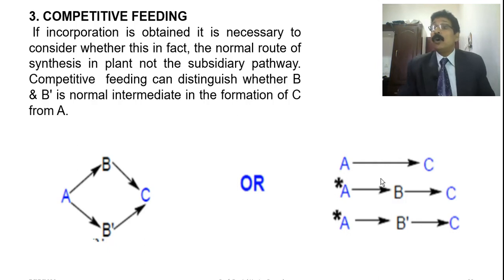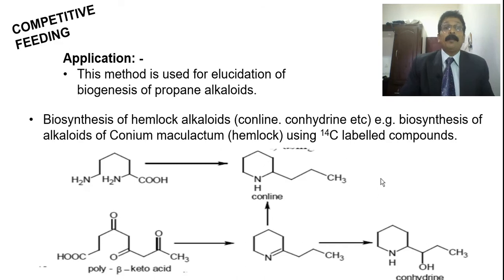It is also one type of experiment which will give you more idea about various structures. So what is the intermediate product? There will be many similar products, but still the intermediate product will be decided by means of this technique. This is also a tracer technique, one type. That is the second one, the competitive feeding type.